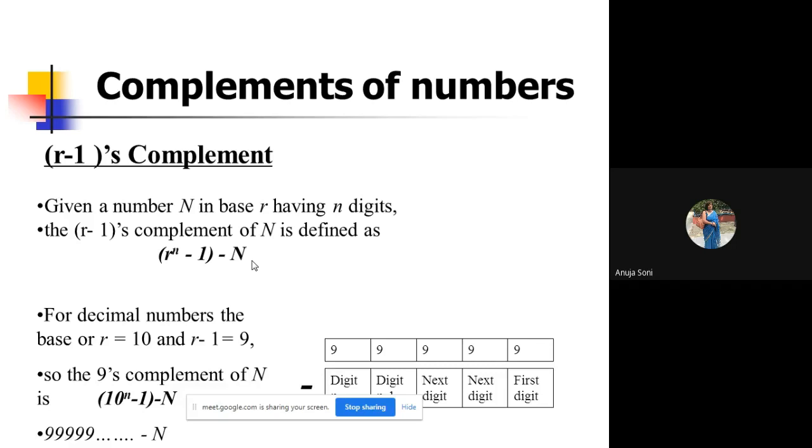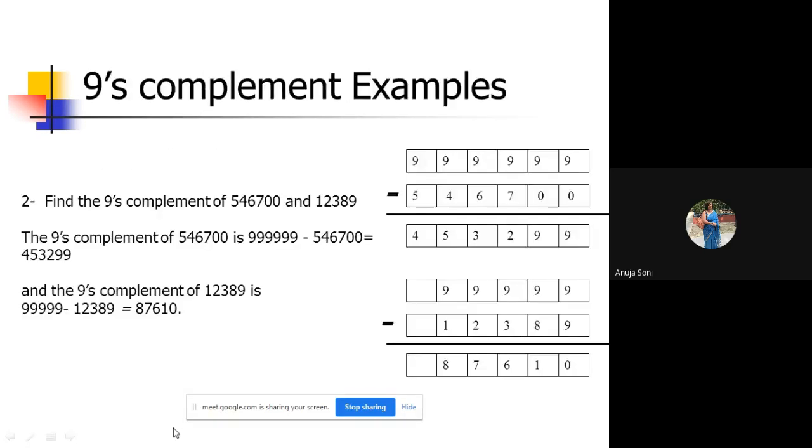If we need to take the tens complement, we will substitute the value of r as 10. So it will be 10 raised to power n minus 1 minus N, and 10 raised to power n minus 1 will become 99999, as many nines as there are digits in N, minus N. You can take one example and go by this formula. Ultimately, you will get this value.